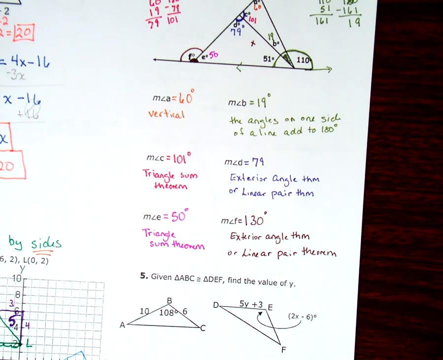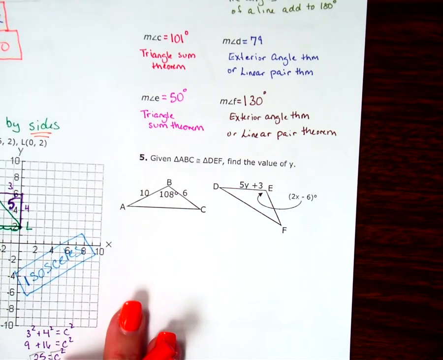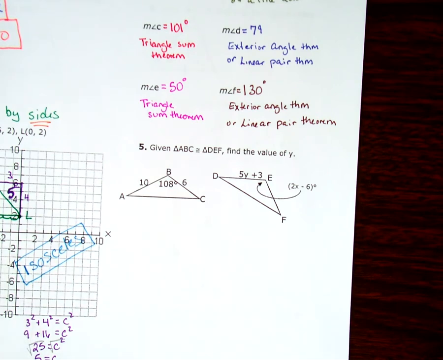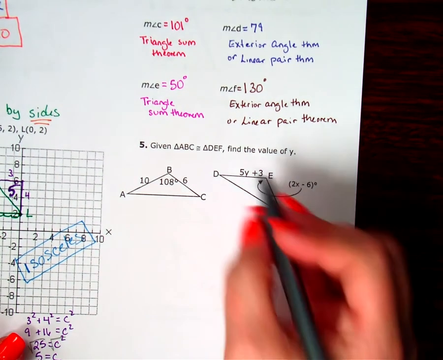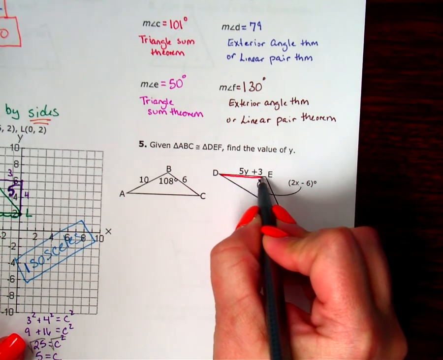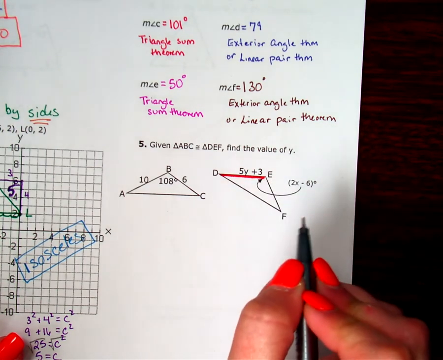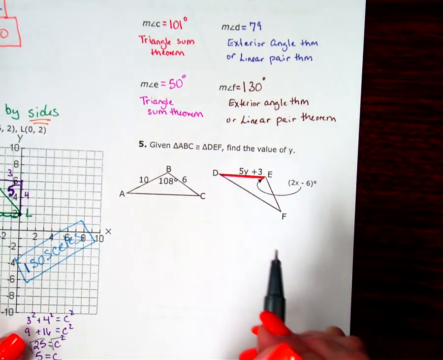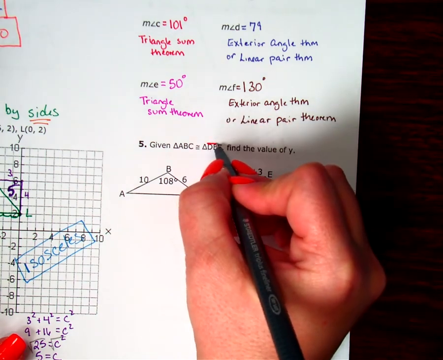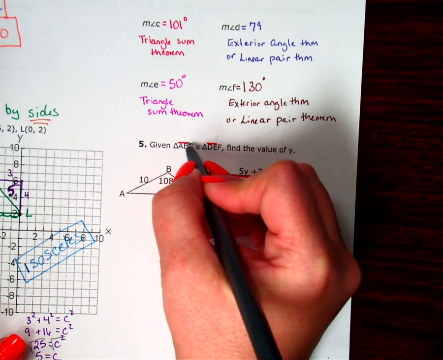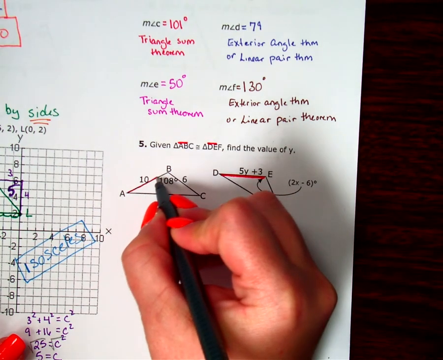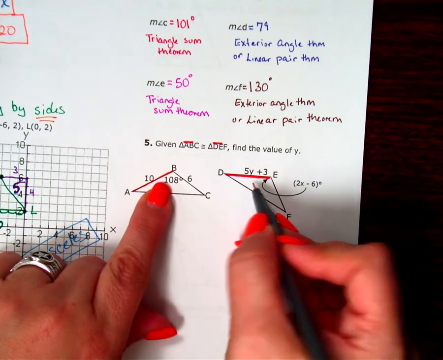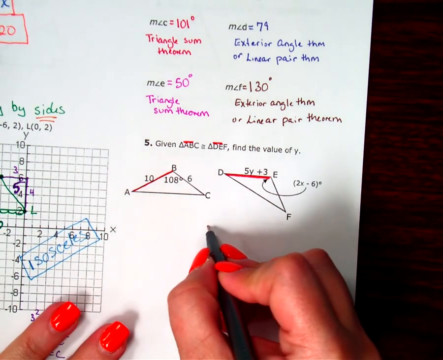All right, let's look at number 5 real quick. Number 5: given triangle ABC is congruent to triangle DEF, find the value of y. I've got x's and y's in here, but it's just asking me for y. So y is here on DE, so I need to know what that corresponds to. Using my corresponding parts in congruent triangles, DE is my first two letters, so it matches up with AB. Those are my corresponding parts, and they're in congruent triangles, so I know they are equal.